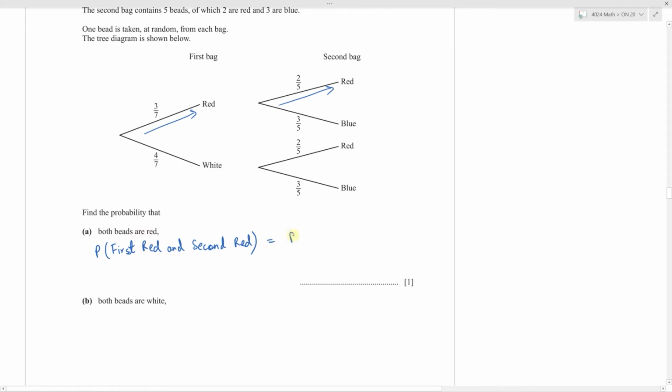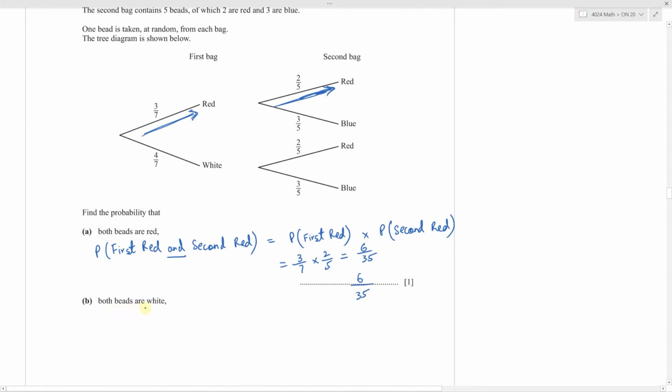So that means probability of first red, and since there is an "and", we will multiply the probability of first red by the probability of second red. So what is the probability that you pick red from the first bag? It's 3 over 7. And then you come on this path, and then you'll go this way for the second bag, which is red. Probability is 2 by 5. So this is 6 over 35, your answer.